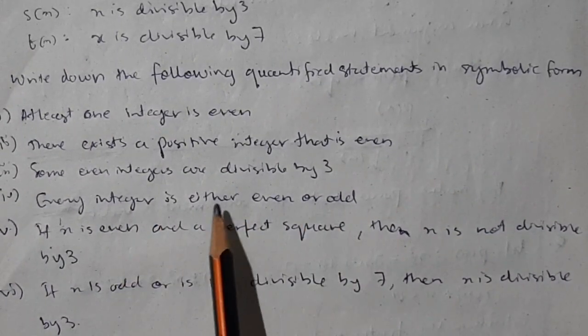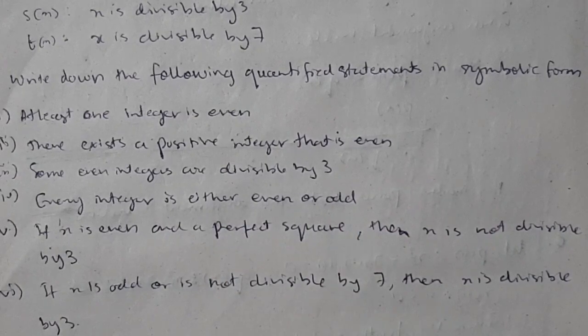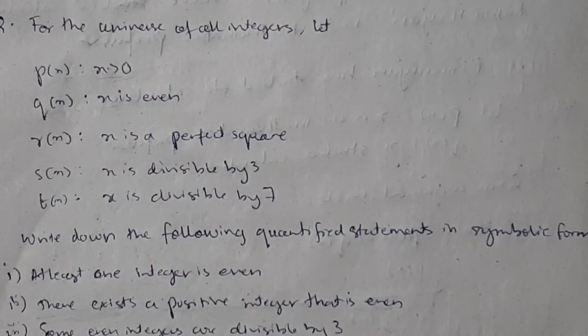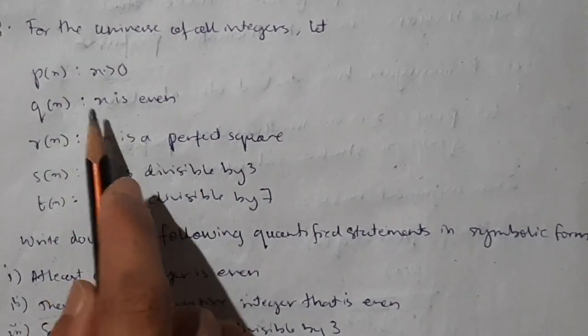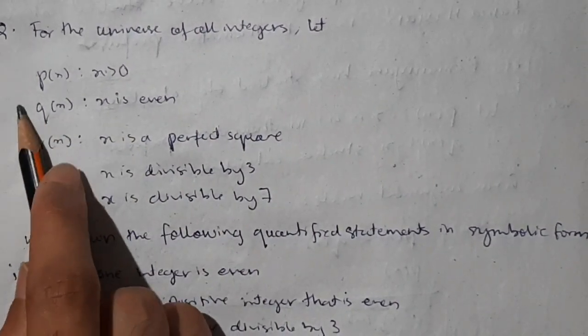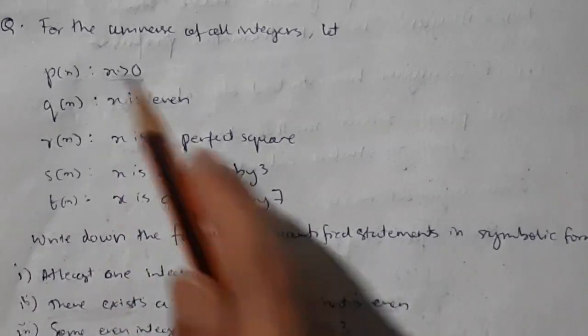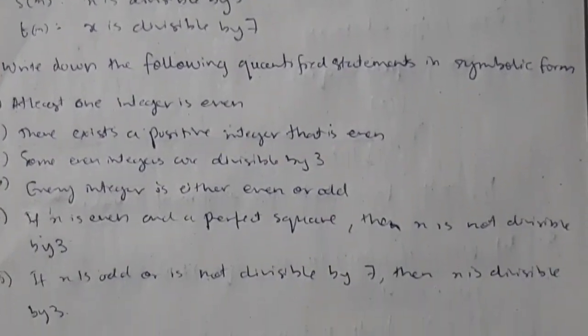Observe here, "is either even or odd." Now, for even we have q of x, but we are not provided with a sentence that x is odd. So what we can do is use not here. If we use not here, it will be x is not even, which means x is odd. So we will use both of those.